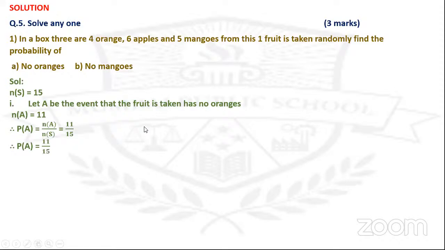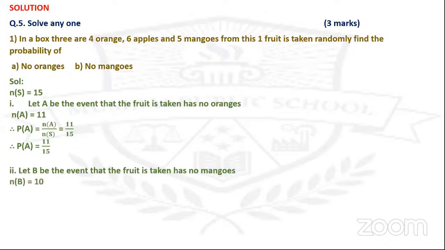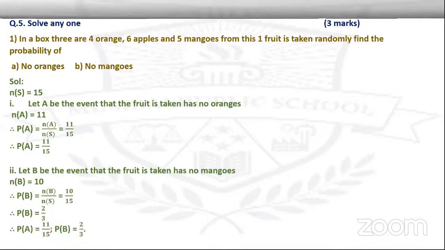Same thing for mangoes. Check 4 plus 6, 10. Okay. N of B is 10. So probability of B, N of B upon N of S, that is 10 upon 15. So that is 2 upon 3. So P of A is 11 upon 15. P of B is 2 upon 3.